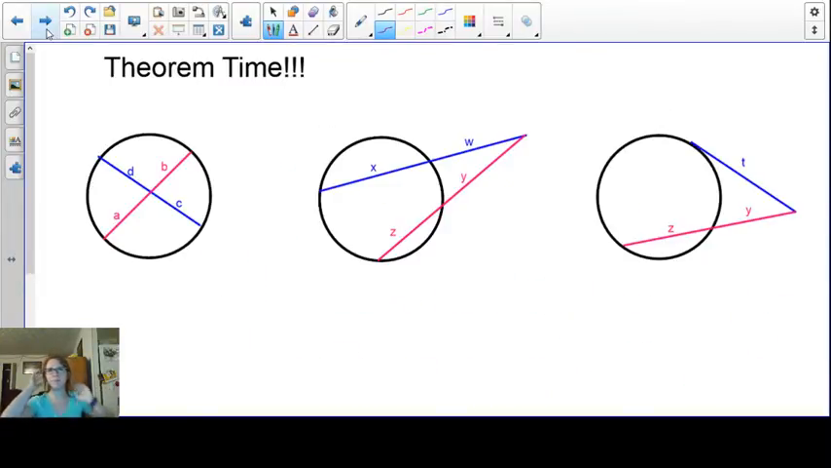Alright, theorem time. I'm going to try and get these colors as best as I can. Sorry, I'm switching colors right now.